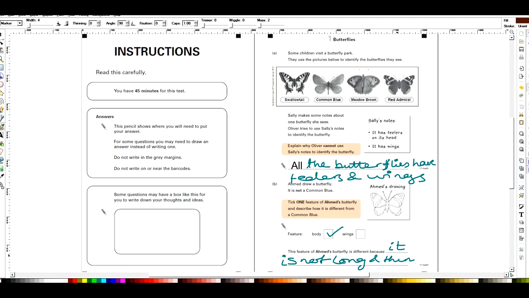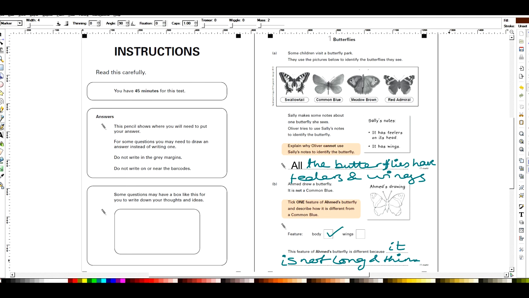Okay, right. Give me one from the wings. Okay, because the common blue's wings are just boring and plain. Well, boring and plain, that's not exactly scientific, is it? Why can't we just say the common blue's wings have got no patterns on them, whereas Ahmed's drawing has patterns. So that could be if you use the wings tick. So we can have different options for the answers there. Well done. That's good. Okay, we happy with that, yes? We got the answers on that.